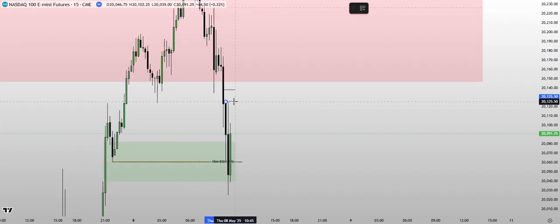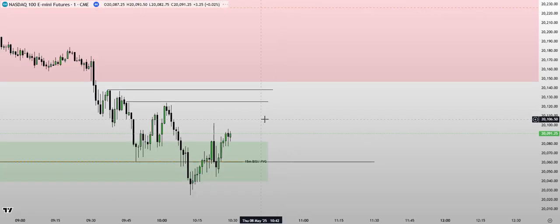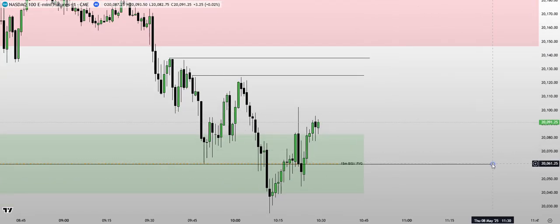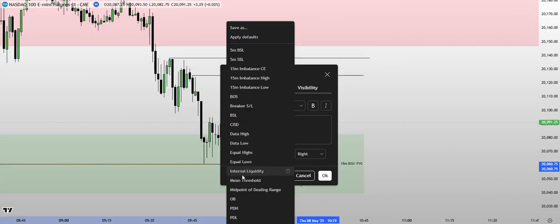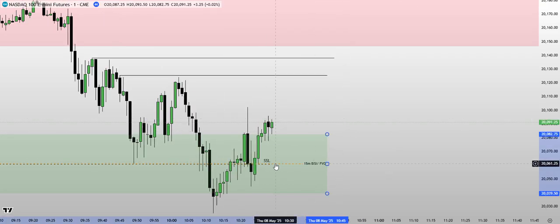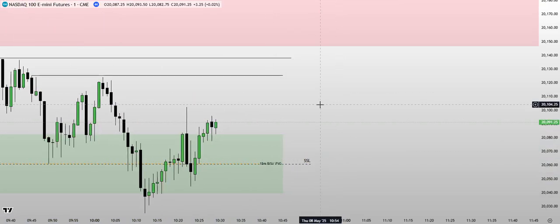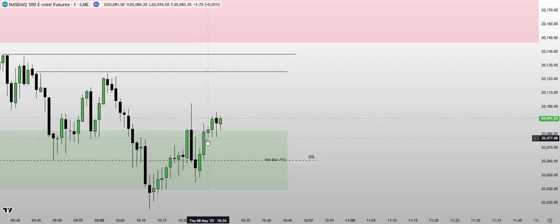But in my eyes, it's not ideal. It's not ideal on the higher time frame. So based off of this alone, what would the entry be if I were to take a trade? Well, it would likely be this fair value gap right here.